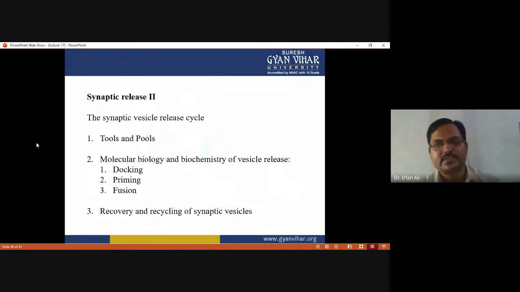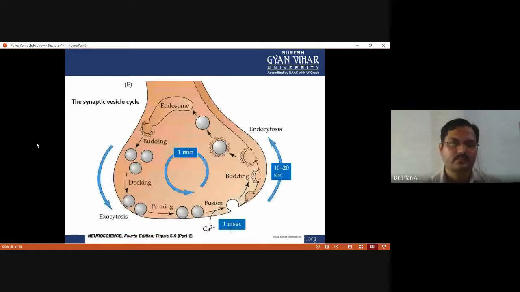Now the phase which occurs during nerve impulse conduction is called synaptic release, basically the synaptic release cycle. The first one is tools and pools, and the second one is the molecular biology and biochemistry of vesicle release, which involves docking, priming, and fusion. And the third one is recovery and recycling of synaptic vesicles. So in this way, you see all these processes.